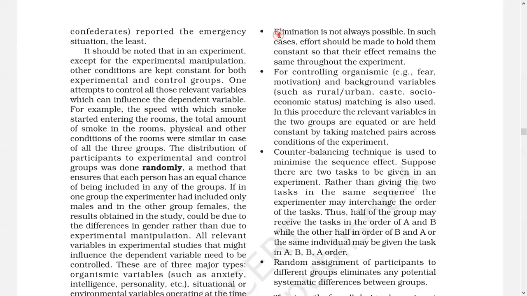Next, elimination is not always possible. You cannot eliminate some things, but you have to control them. In such cases, effort should be made to hold them constant so that their effect remains the same throughout the experiment. If there is noise outside, the level of noise, the decibels, or the temperature should be maintained constant. If a particular day has 23 degrees of temperature, it has to be maintained that way throughout the experiment.